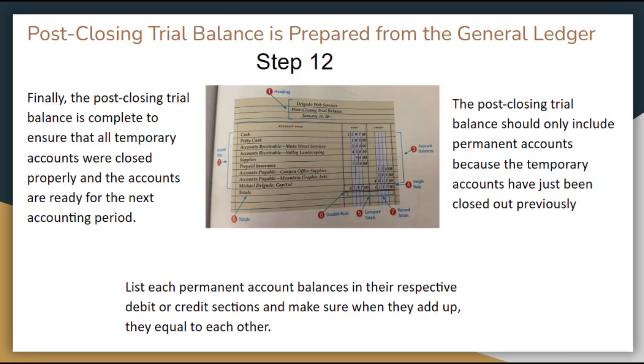All right, this is the final step. The post-closing trial balance is prepared from the general ledger. So the post-closing trial balance is just completed to make sure that all temporary accounts were closed properly and the accounts are ready for the next accounting period. This is, again, kind of like the last checkpoint in accounting, and this is just made to ensure that both sides of the accounting equation equal each other. The post-closing trial balance should only include permanent accounts because all the temporary accounts have been zeroed out, so obviously they wouldn't be shown. And each permanent account is listed on its respective side and you make sure that they equal each other.